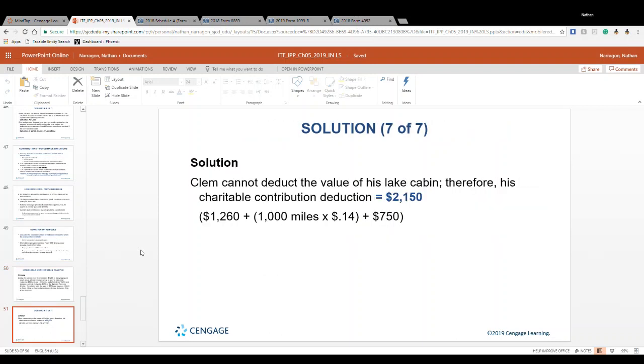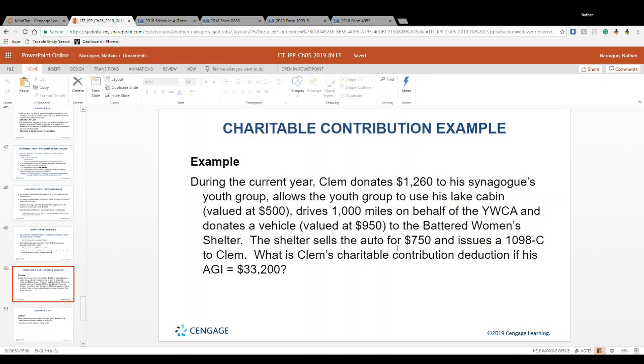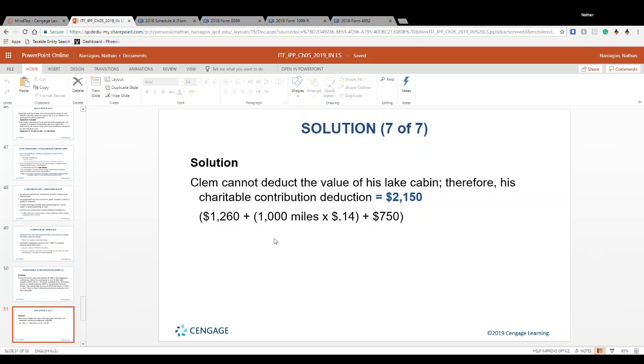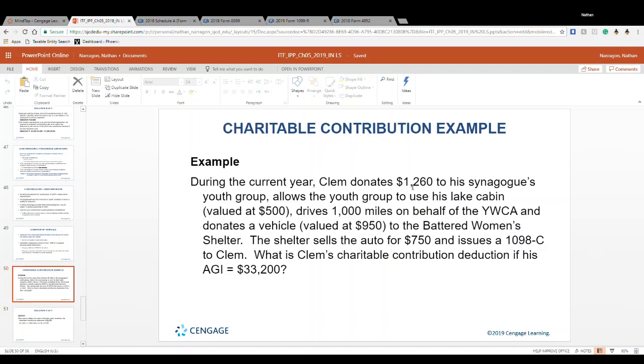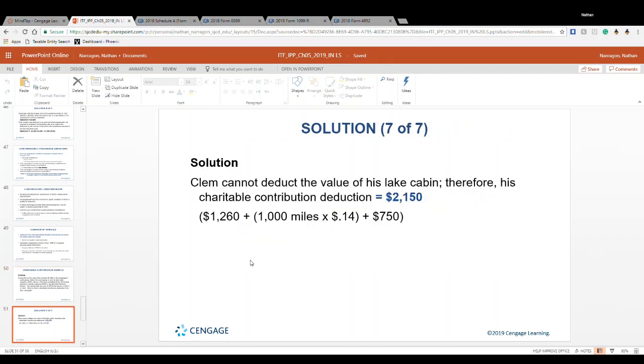Woo, lots of stuff. Okay, so first off, the lake cabin we know is no good. We know also that we can only deduct up to the sale of the vehicle, so only that $750. Well, he did drive 1,000 miles, so we get to multiply that by the 14-cent rule. We get to add the 1,260 right there. And we also add 750, so his total contribution deduction is 2,150. Okay? So the only thing to watch out for is property and how it's used. We cannot take personal property. Can never take that as a donation, and we gotta watch out on vehicle sales. Alright.